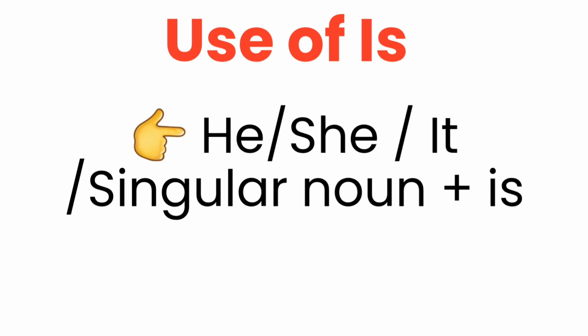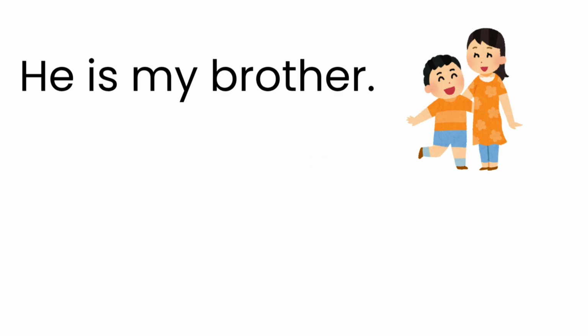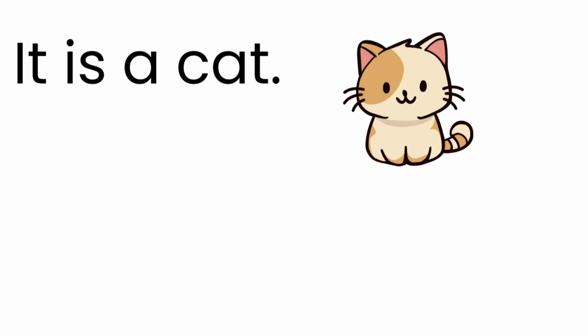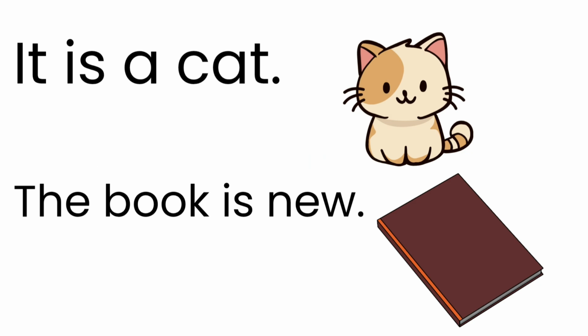Use of is. We use is with he, she, it and one person or one thing. Examples: he is my brother. She is a teacher. It is a cat. The book is new.